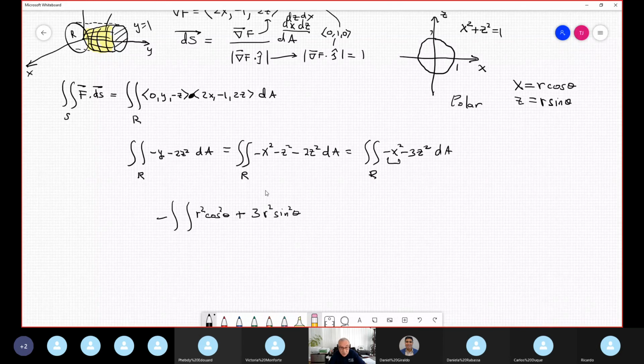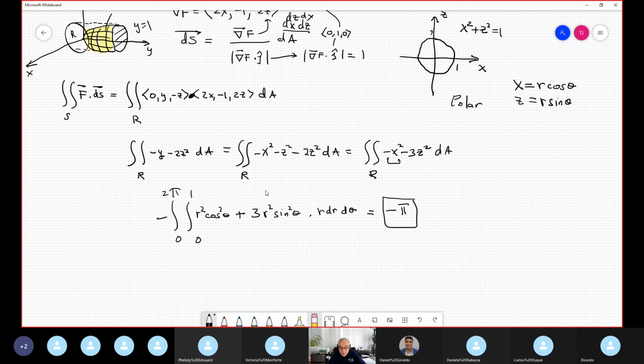Now the Jacobian is r dr d theta. It's obvious that r varies from 0 to 1, and theta varies from 0 to pi. And the rest is, you know, algebra. The answer is negative pi.